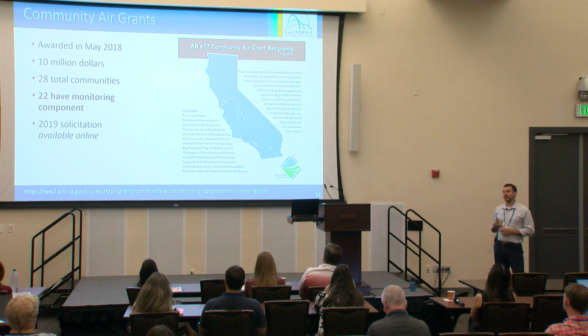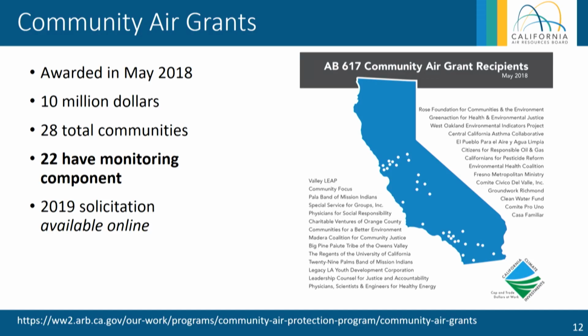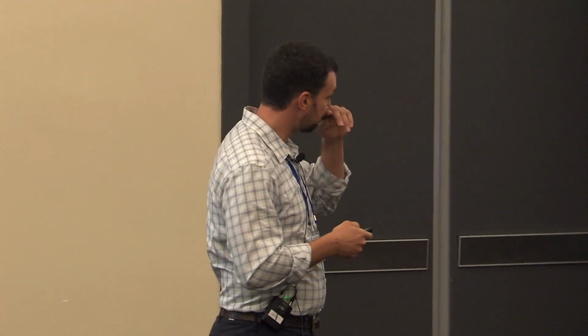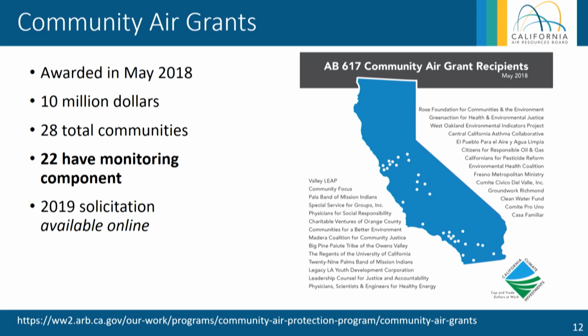Okay, so on to the community air grants. For the next few slides, I'll talk about some of the things that CARB has done in support of AB 617 and community monitoring in general. To support community air monitoring, the community air grants were awarded in May 2018, and this is for our year 1 grants. It was a total of $10 million through 28 total community groups and communities, and 22 of these grants have a monitoring component, which is significant. And the 2019 solicitation is currently online. I'm not sure of the deadlines for that, but the website is here if you'd like to learn more, and share that with anyone that you'd like.